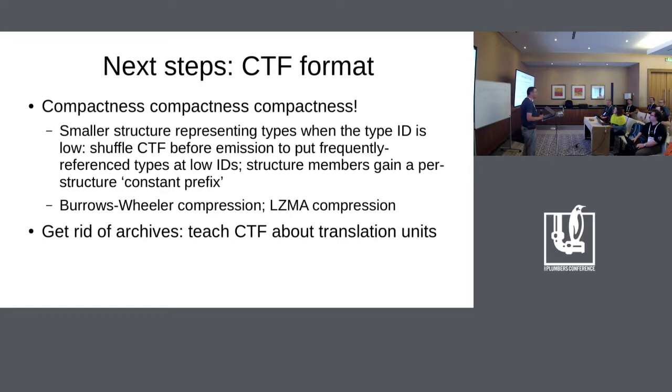On the format side, I'd like to increase compactness. Boosting all the ranges did reduce the compactness of the format a bit. I know how to get all of that back and more. For example, having a variant which only supports small type IDs, which is okay because that means you put heavily referenced types at low IDs, and then it means you can use a smaller representation for any type that references them.